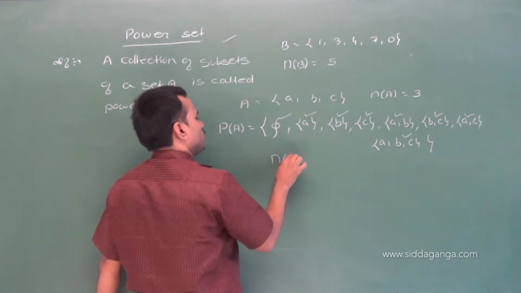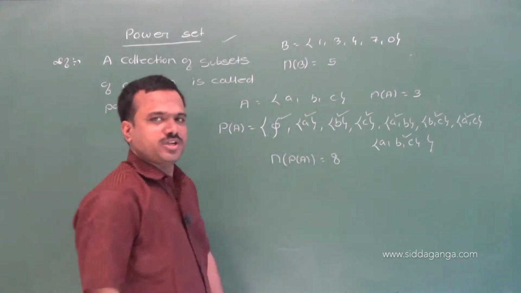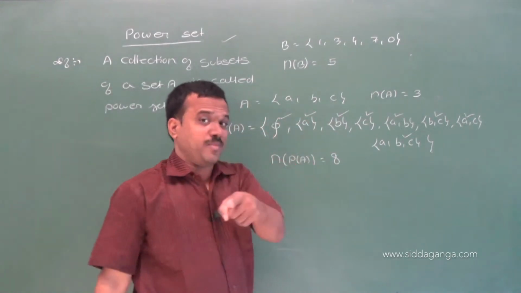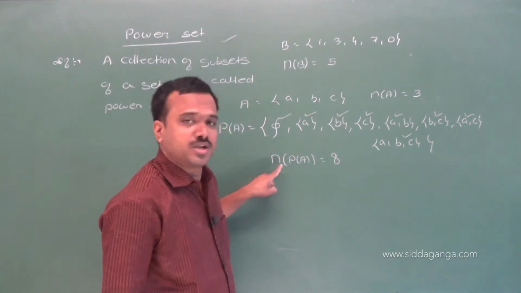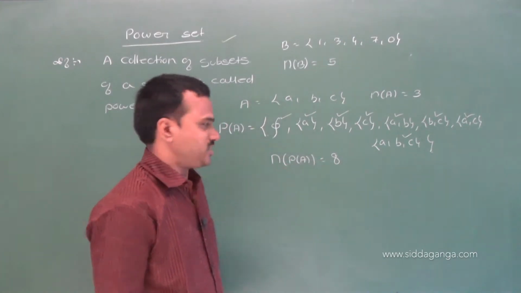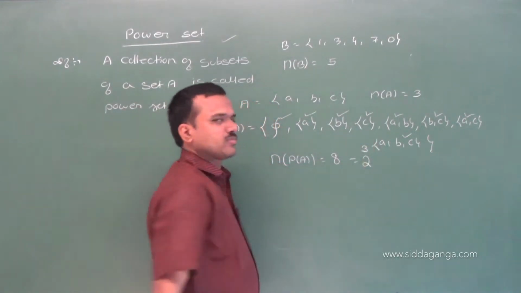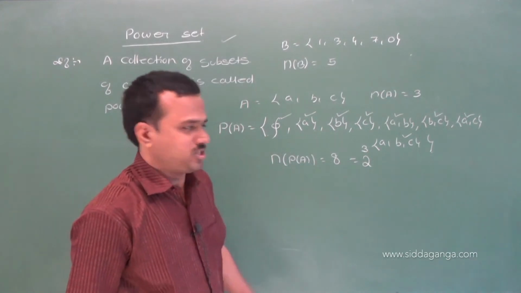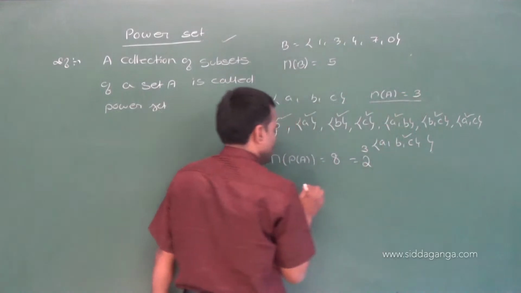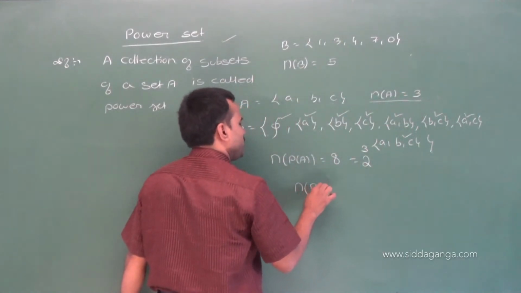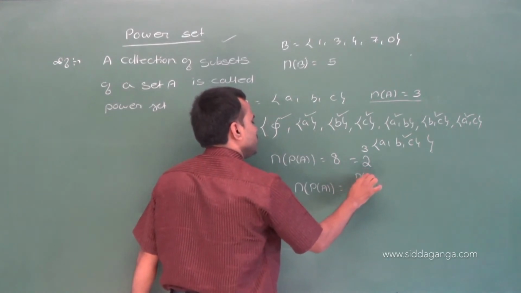So n of P of A. n of P of A is how much? 8. Number of elements present in P of A. Correct now? Number of elements present in P of A is what? 8. So this I can write as 2 to the power 3. Yes now? 2 to the power 3 is how much? 8. Why I write 3? n of A is what? 3. So n of P of A is always equal to 2 to the power n of A.